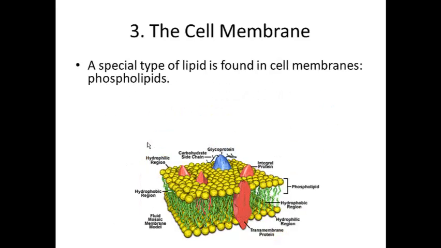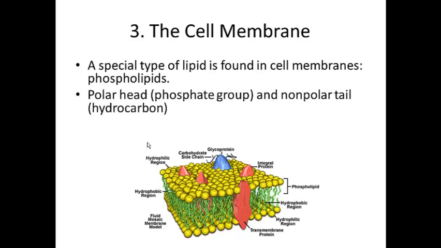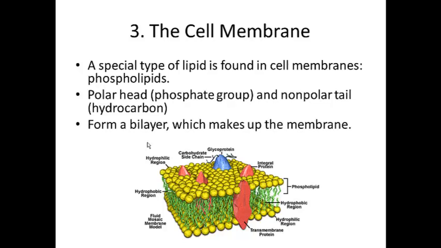The lipid that is found in all cell membranes is phospholipids. The polar head is the phosphate group, and the nonpolar tail is hydrocarbon. So polar, that's what water is, so that's where the hydrophilic part comes from, water-loving, and nonpolar is something like oil, so you know that oil and water don't mix, so that is why it is hydrophobic. They form a bilayer, which makes up the cell membrane.